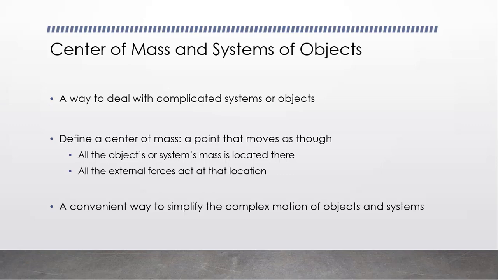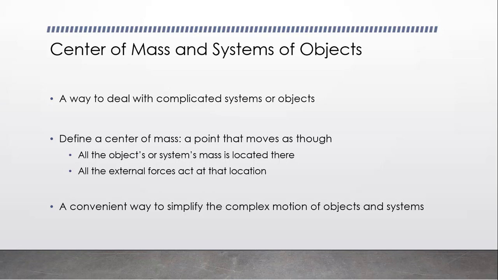And so the center of mass is a point that moves as though all the object or system's mass is located at that point, and all the external forces we can set to act at that location. Really, the way to think of center of mass is if you have a system of objects or some complex object that's weird shaped, where is the average location of mass for that system or that object?